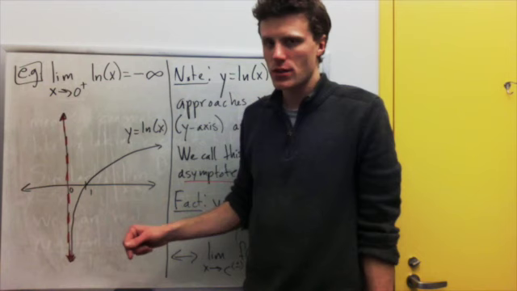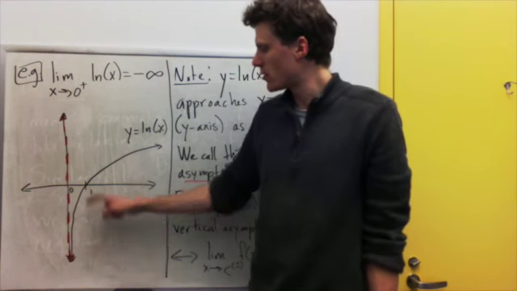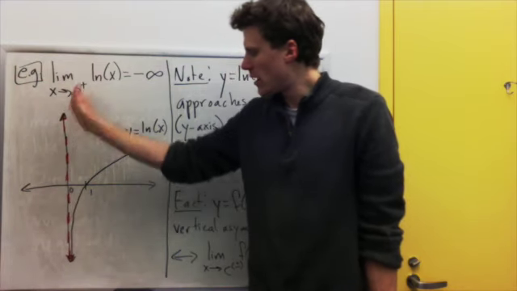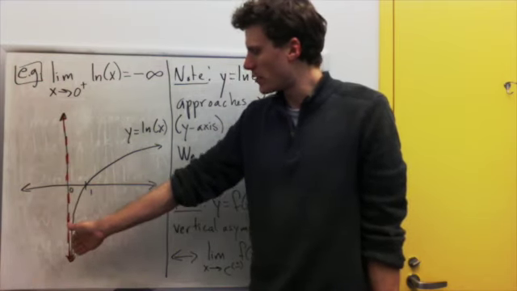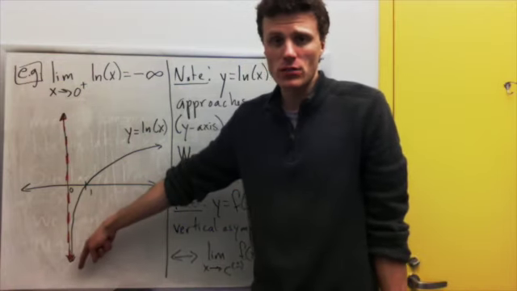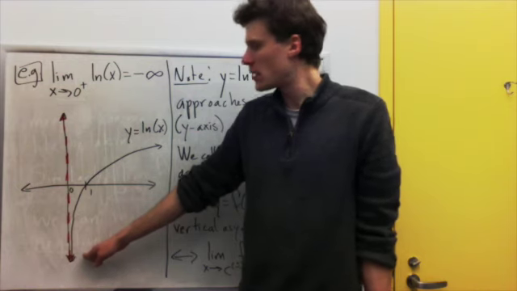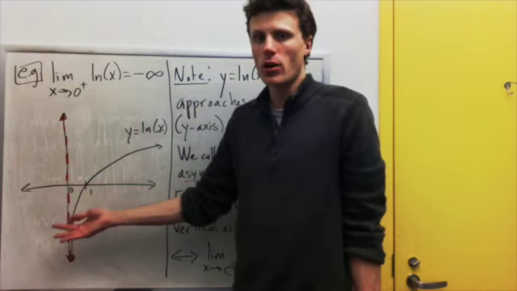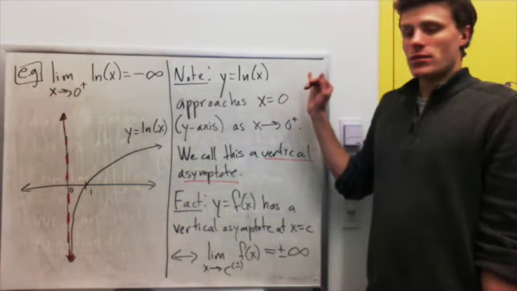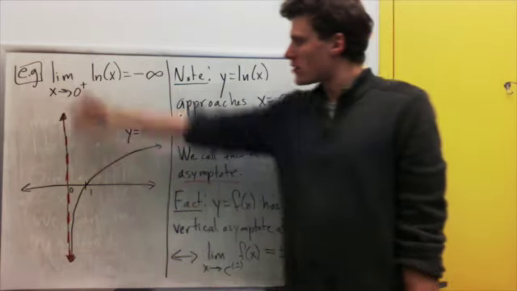It never hits 0 because the natural log is not defined for 0 or for negative numbers, but this curve down here gets closer and closer to the axis, the y-axis, and the values of the function shoot down to negative infinity. I can make log of x as big as I want in the negative direction by taking a really small positive number.